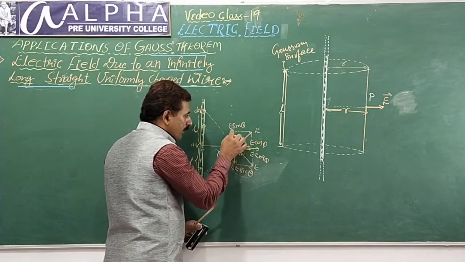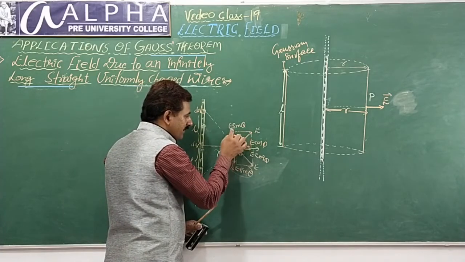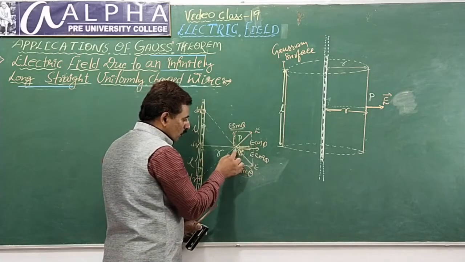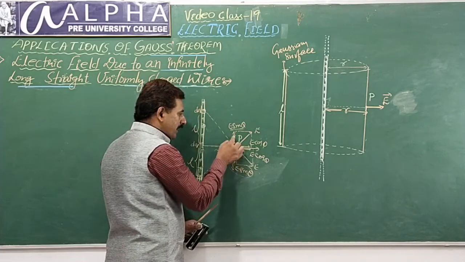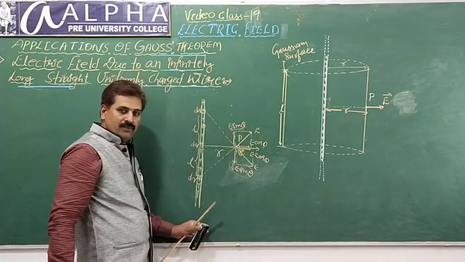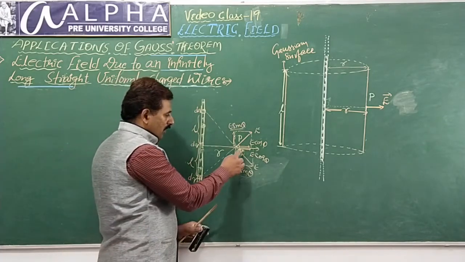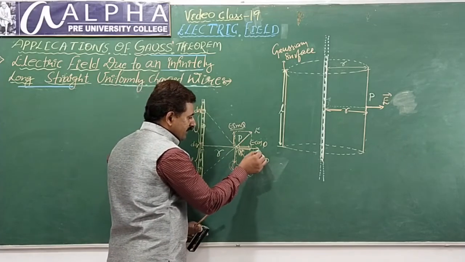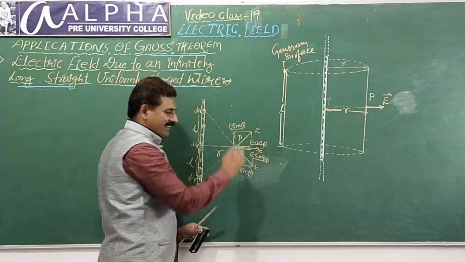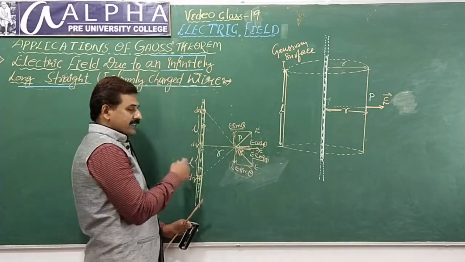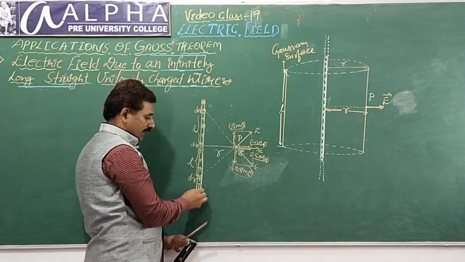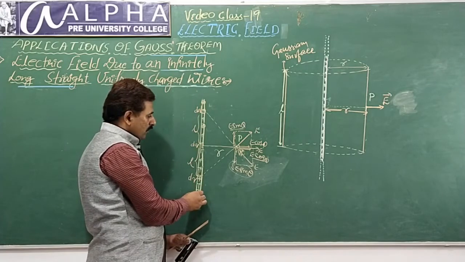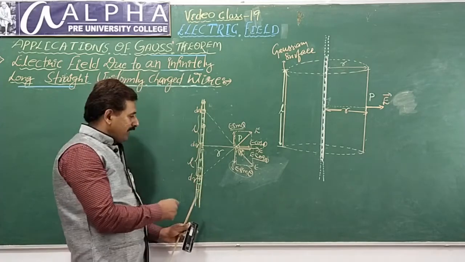The upward component of E, which is E sin theta, and the downward component of E, which is E sin theta, being equal and opposite, cancel each other. Therefore, the horizontal components, namely E cos theta, add up. The same thing can be explained for a point charge here. Therefore, this is what we call symmetry.